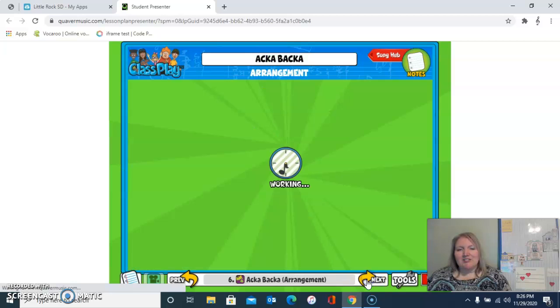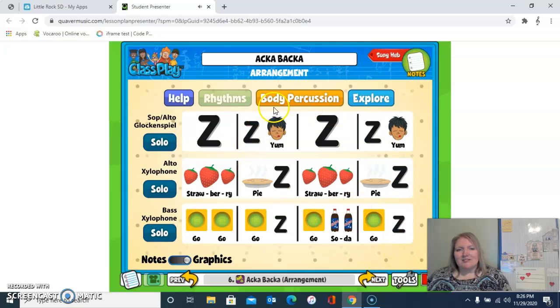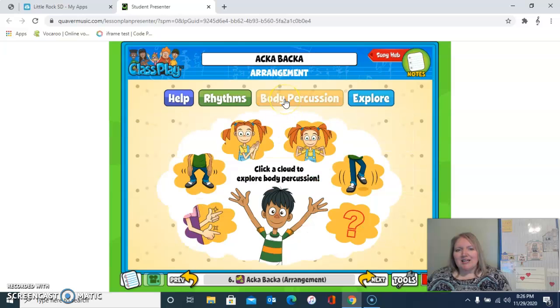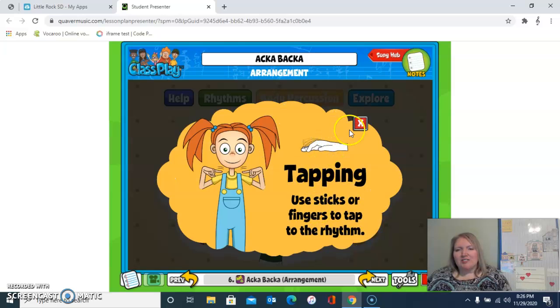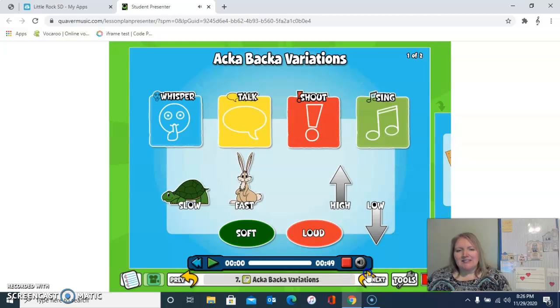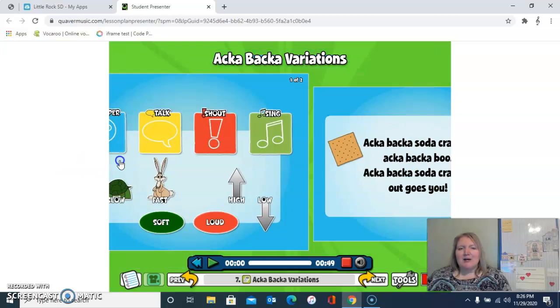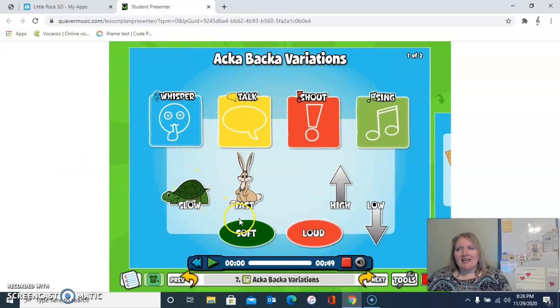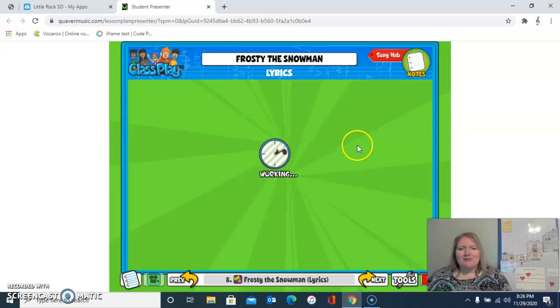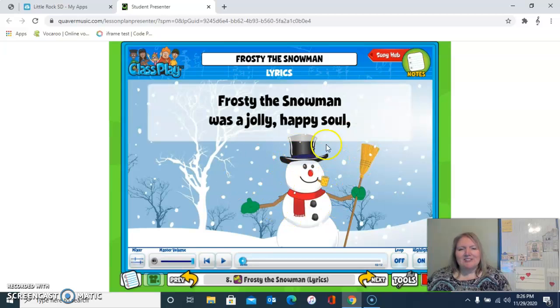I did put some extra, this is in here for body percussion and exploring different body percussion sounds. But basically, let's see, there's some variations. So you can do whisper, talk, shout. You can say it fast, soft, high, or low. There are lots of different opposites. But basically, they're just using that same rhyme and then doing it different ways. And I thought I put, there he goes. That's what I was looking for. I've stuck Frosty the Snowman in here just in case you wanted a nice holiday song.